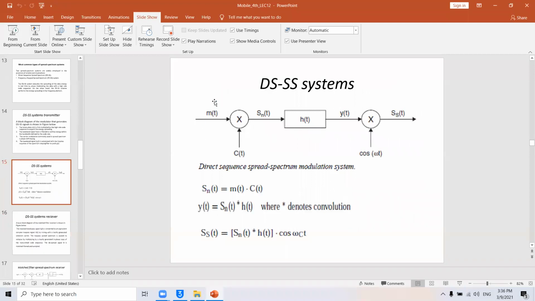As you can see, here we have the message signal, or information signal, m of t, and here we have the code c of t after multiplication. This multiplication will be implemented by using an exclusive NOR gate to get s of t, and then we have a filter h of t, and finally we multiply by the carrier, and then the signal will be transmitted over the channel.